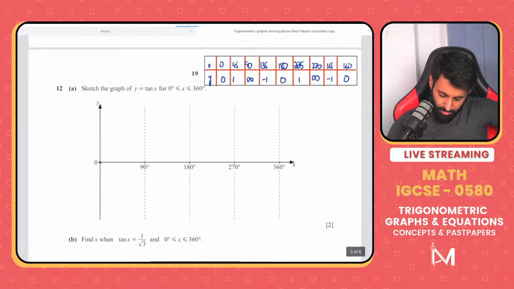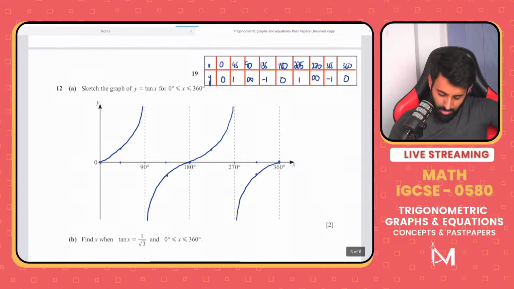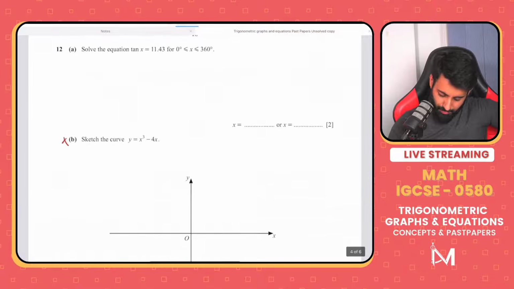Okay, so at 0 it's 0, and 45 will be in between 0 and 90. So at 45, it's 1, and at 90, it goes up to infinity. So this is what the shape will be. And then at 135, it's going to be -1, and at 180, it's going to be 0. So this is what it's going to be like. And then from this point onwards, it's just going to be a repeat of what we had earlier. So there you go. And at 315, it's going to be -1. At 360, it's going to be 0. There you go. That's it. Okay, then we will solve this equation later.